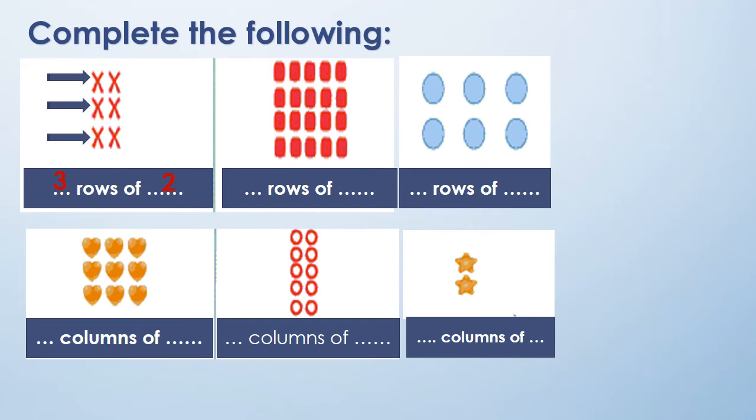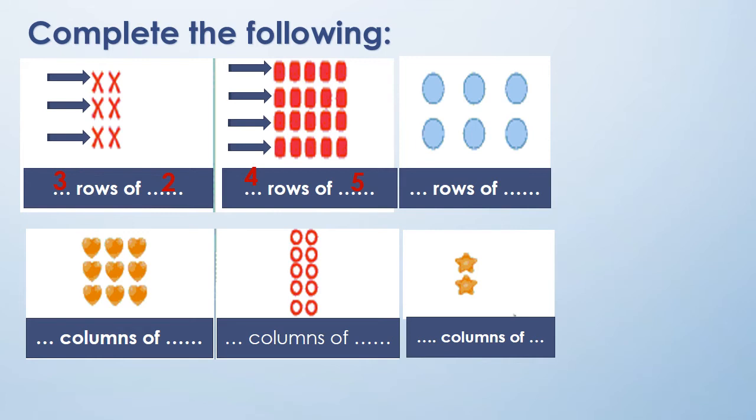The second array, he asked me to count how many rows. Let's count how many rows. 1, 2, 3, 4. I have 4 rows. Each row has how many objects? Yes, each row has 5 objects. Then this array can be written as 4 rows of 5.